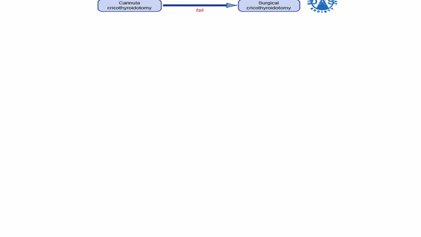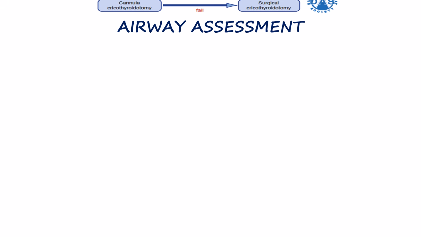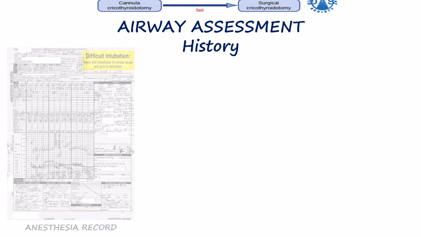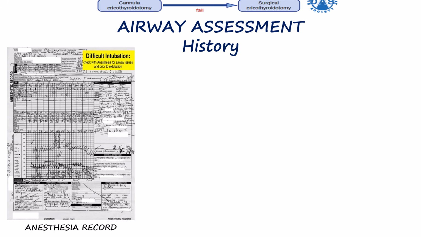Finally, let's move on to the main topic of this video, assessment of the airway. There isn't a single test that can perfectly predict difficulty, so we always combine history, physical examination, and sometimes investigation. In history, we often find the first and most important clues about a potentially difficult airway. We go through the patient's notes and anesthesia records to check if there has ever been any difficulty with intubation or mask ventilation in the past.